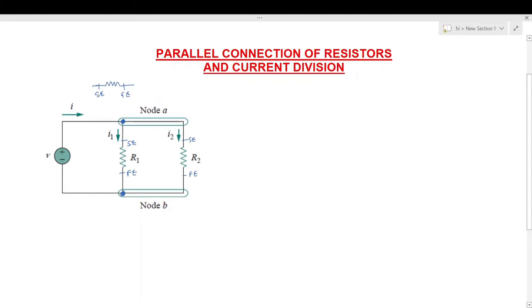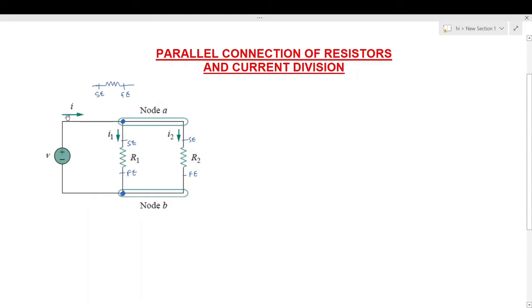We need to find out the amount of current flowing through the circuit. For that I need to know the equivalent resistance of the circuit. To find the equivalent resistance of the circuit, I need to apply Kirchhoff's current law. Kirchhoff's current law can be applied to both node A and node B, but for simplicity we will take node A. We are going to apply Kirchhoff's current law to node A. Kirchhoff's current law states that the algebraic sum of the incoming currents and outgoing currents will be 0.